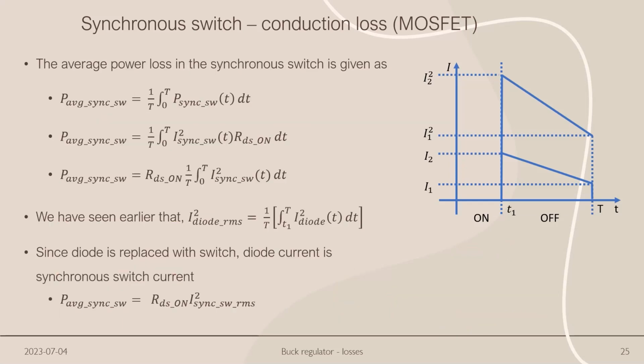Now, average conduction power loss is given as the integration of power over one cycle. Let us substitute the value of power loss equation. Since the on resistance is constant, we have to integrate only the current. From our previous video, we have seen that square of diode RMS current is equal to this. Thus, average synchronous switch conduction power loss is the product of square of RMS current and its RDS on resistance.